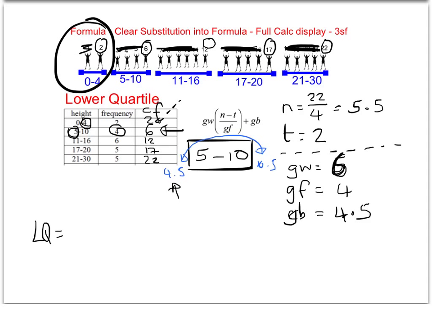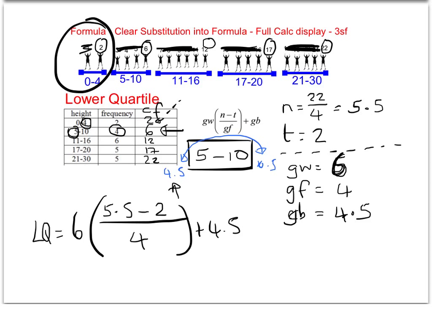So it's going to be the group width, 6, times n, which is 5.5, minus t, which is 2, over the group frequency, 4, plus the group bottom, 4.5, which is 5.5 minus 2, divided by 4, times 6, add 4.5, 9.75, and that is between 5 and 10, so that's good. That probably means I'm right.